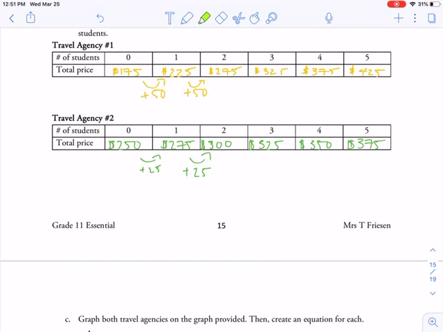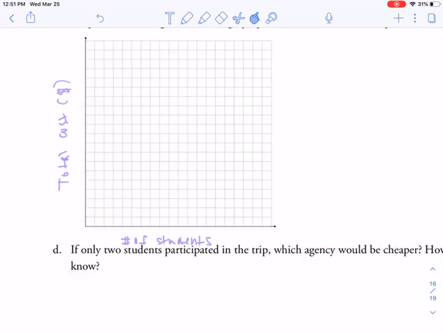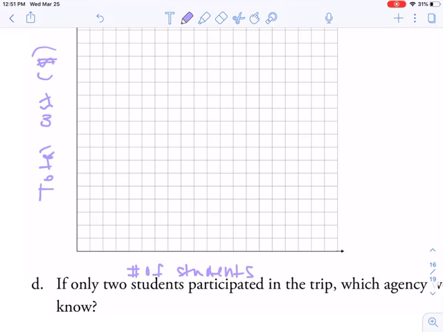I'm going to look back here, and I see that I need to have a 0 for the number of students, and I need to go up to 5 for the number of students. For the cost, I need to start as low as $175 and go all the way up to a maximum of $425, right? So $250 and $375 fit inside those numbers. The lowest total cost is $175 and the highest total cost is $425. We're going to make sure we get those on the graph.